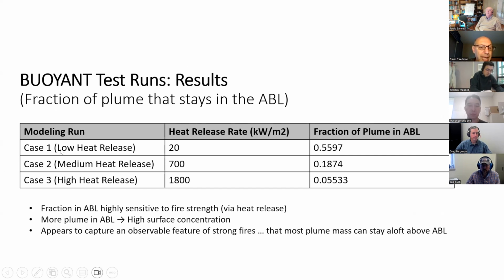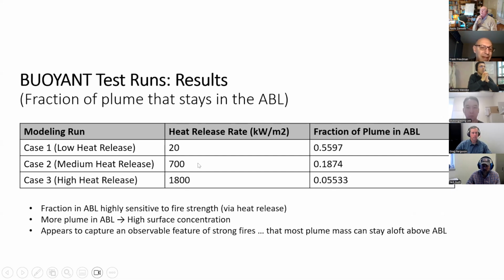So for case 1, case 2, case 3, the far right column is the fraction of plume in the boundary layer. For case 1, we got about 56%, 0.5597. So about half the plume was in the boundary layer and half got above it, for the 20 kilowatts per meter squared. When we increased that to 700, about 20% of it stayed in the boundary layer and 80% was above the boundary layer. When you went to 1,800 kilowatts per meter squared, only 5% of the mass stayed in the boundary layer.